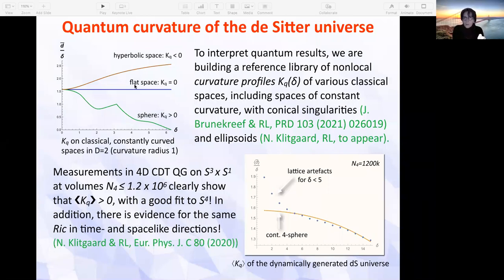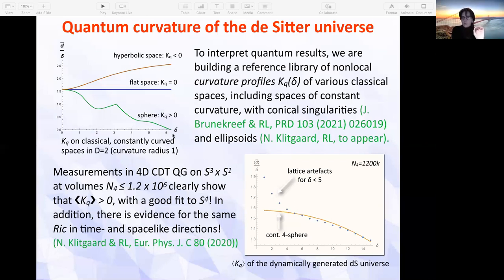The curvature measurements, we compare them to the same measurements we can do in an analytic computation on a constantly curved continuum Riemannian space of this quantity, which is the dimensionless quotient of the two distances, the sphere distance over the center distance. What we find is a flat space, zero, just for comparison purposes. Hyperbolic space would look like that. A positively curved sphere looks like this.